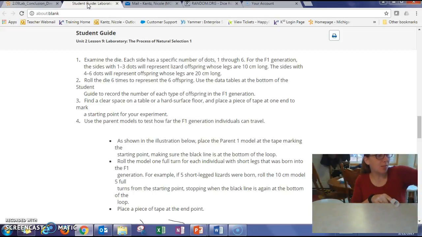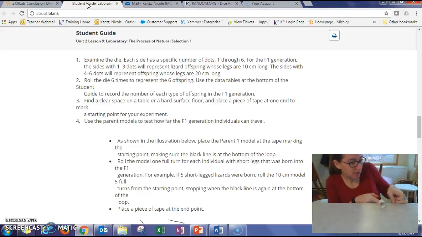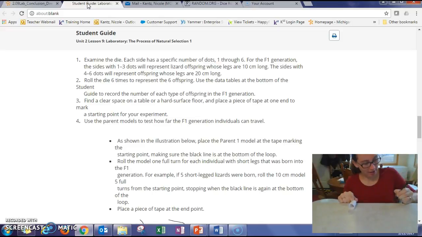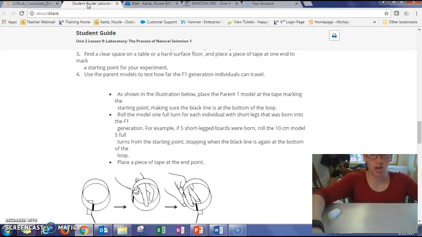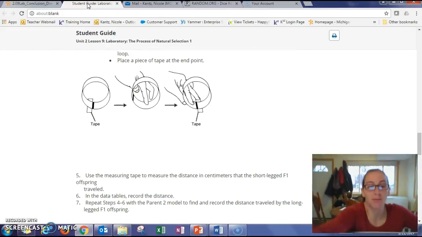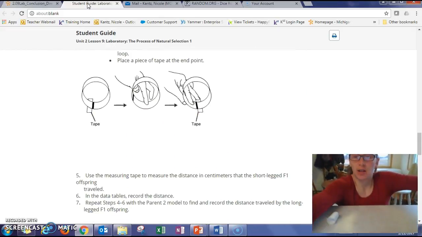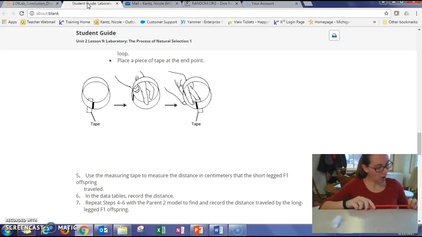and I'm going to take another piece of tape and mark where I stopped. So here is where I stopped, and now I am going to measure, okay? So I will be measuring this now. From 1 black line, and they want this all in centimeters, so make sure you're using centimeters for this. And I'm going to measure this, and it is 10.5 centimeters.